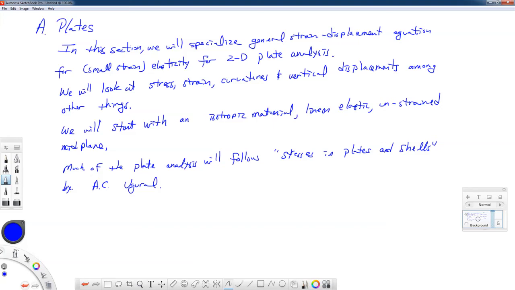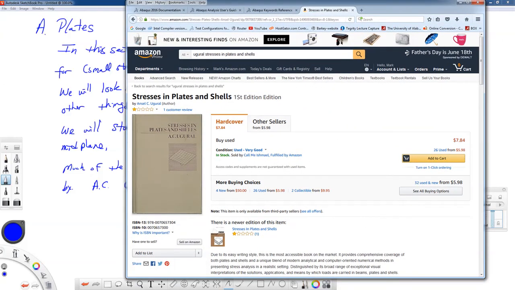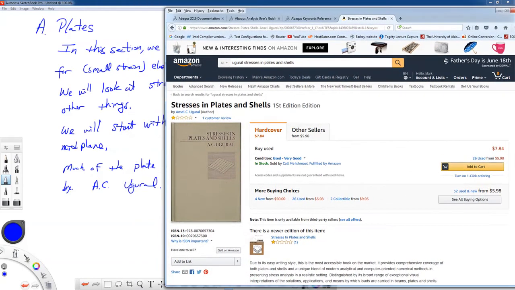And a lot of this analysis on the plates is going to end up following the book that I used a while back, Stresses in Plates and Shells by A.C. Ugural. So let me put a little plug in here for that book. There it is on Amazon. That's the edition that I've got, and it's pretty cheap these days, a few bucks.